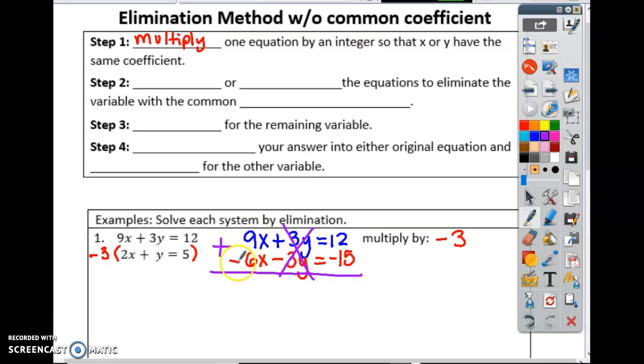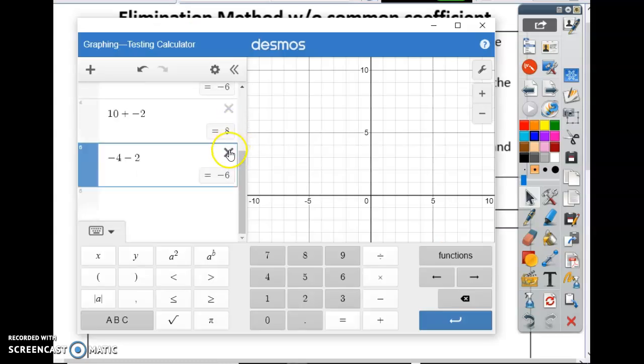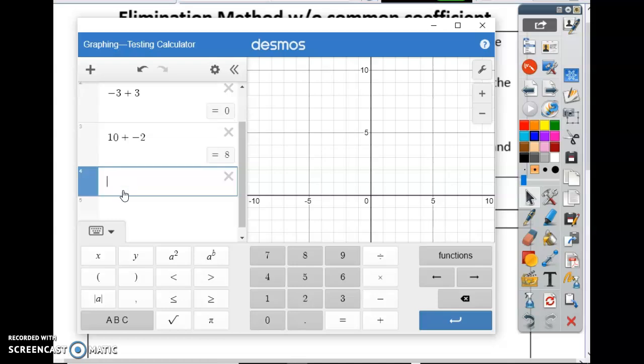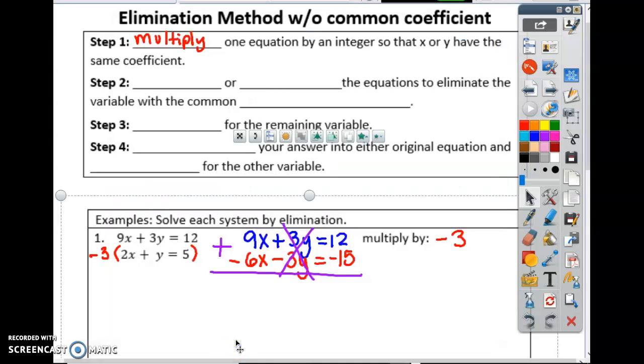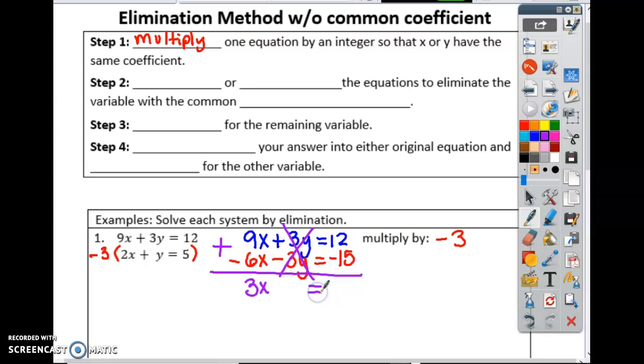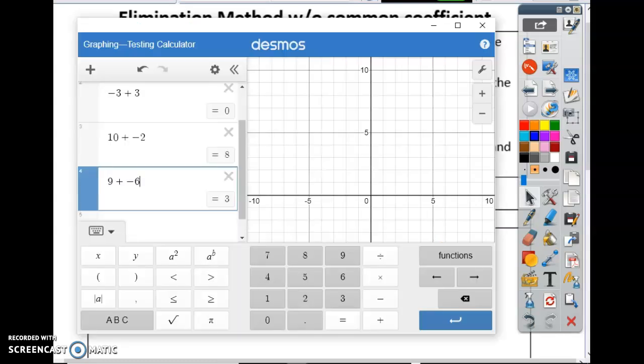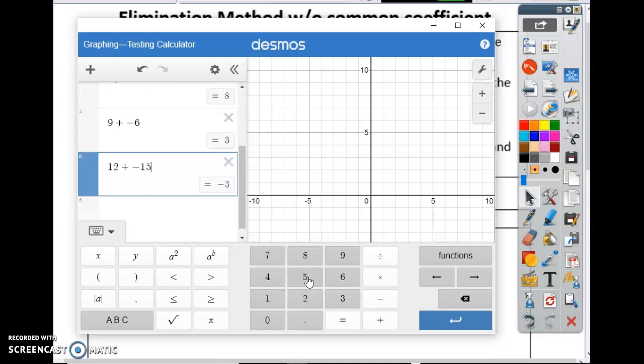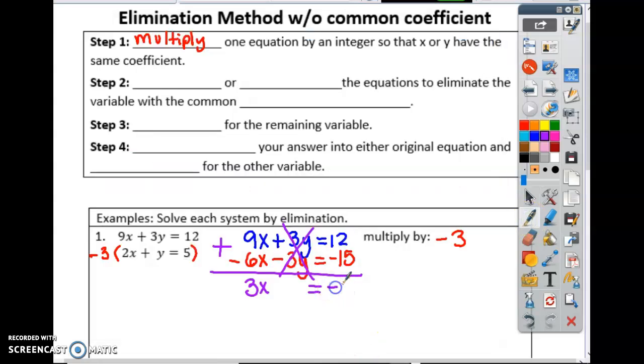What's 9 plus negative 6? 9 plus negative 6. Negative 6 gives you a positive 3. So that's positive 3x equals, what's 12 plus negative 15? 12 plus negative 15. Negative 3. So right here is negative 3.